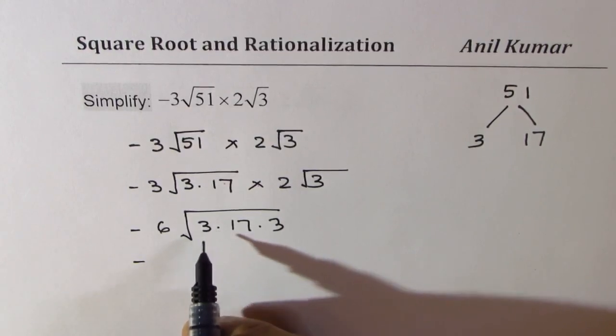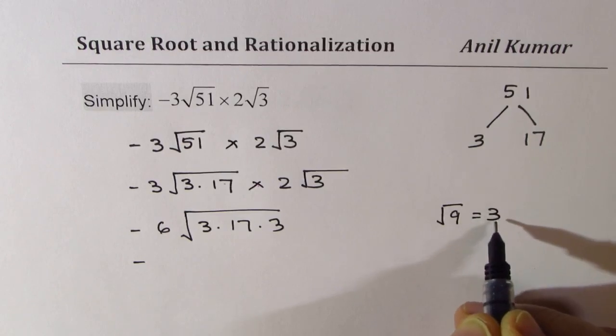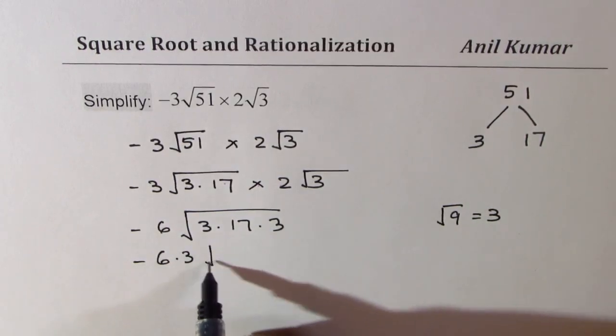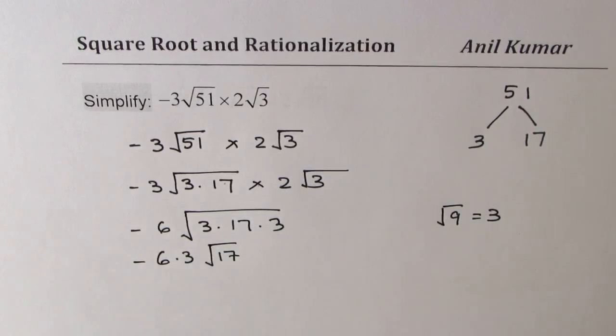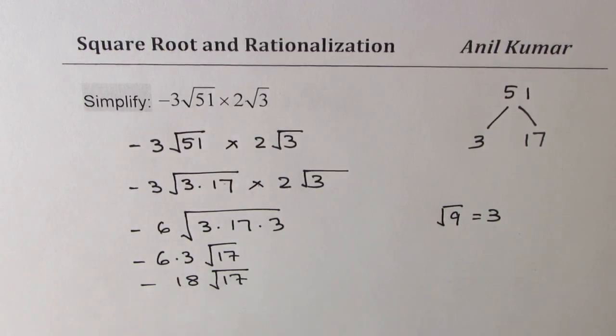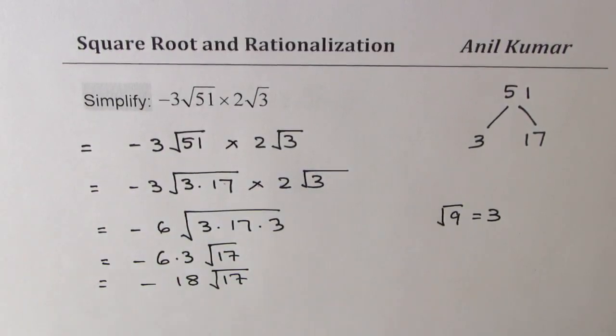Square root of 9 is 3, right? So we get square root of 9, which is 3. So we are taking this 3 outside. So we get minus 6 times 3 within square root. We have 17, and that gives you minus 18 square root 17 as our answer. Correct? So that is how you could simplify the given expression.